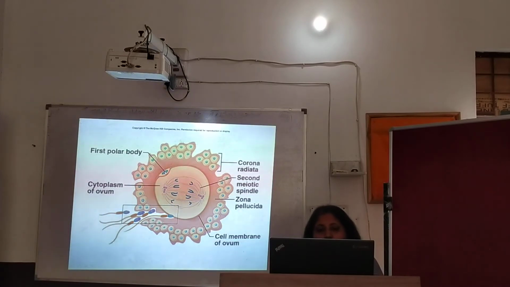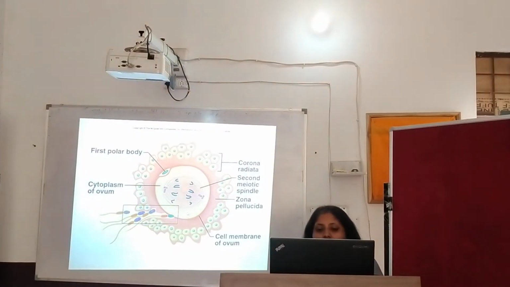This is the first polar body. Here is the cytoplasm, and this is the meiotic spindle formation occurring. See, the secondary meiotic spindle is occurring here. Okay, the second meiosis stage is there, and the spindle formations are occurring. And see, this is the part from where the sperms are swimming around, and only one sperm has entered into the cell membrane of the ovum.